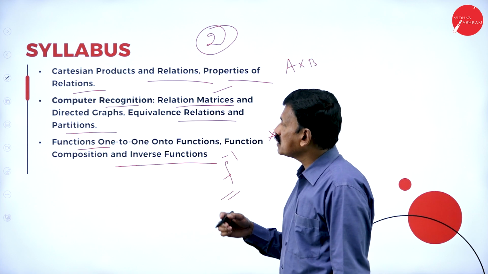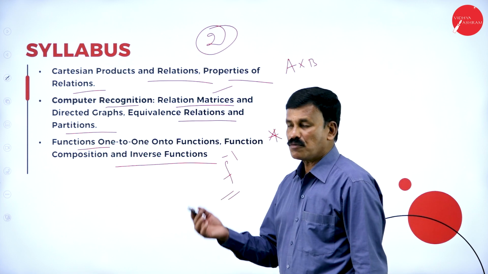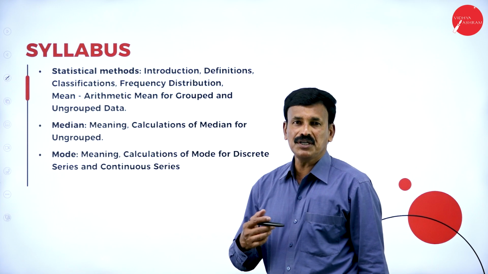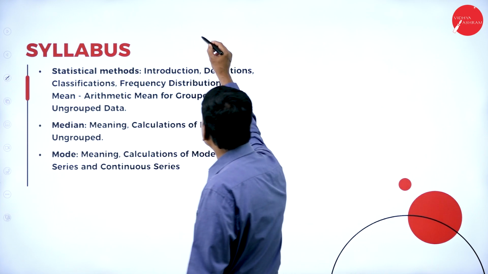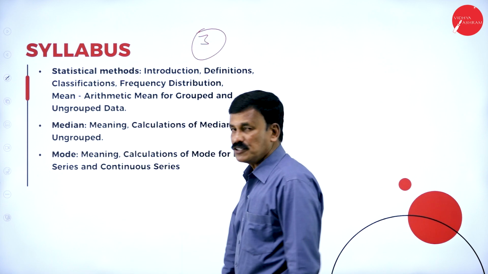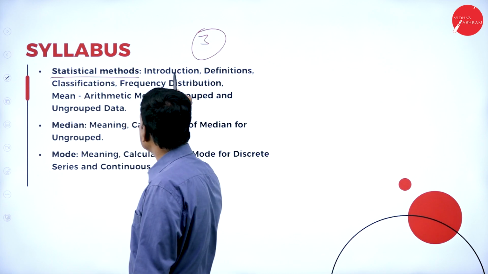Now, these two are the first and second units. Now, move on to the third unit. The third unit and fourth unit are entirely the statistical part. So, the third unit: in the third unit, we are going to study statistical methods.